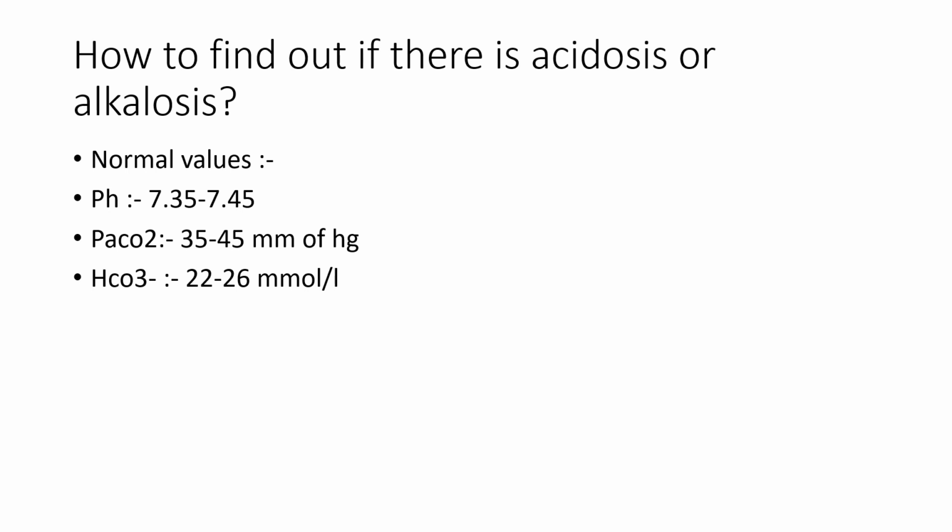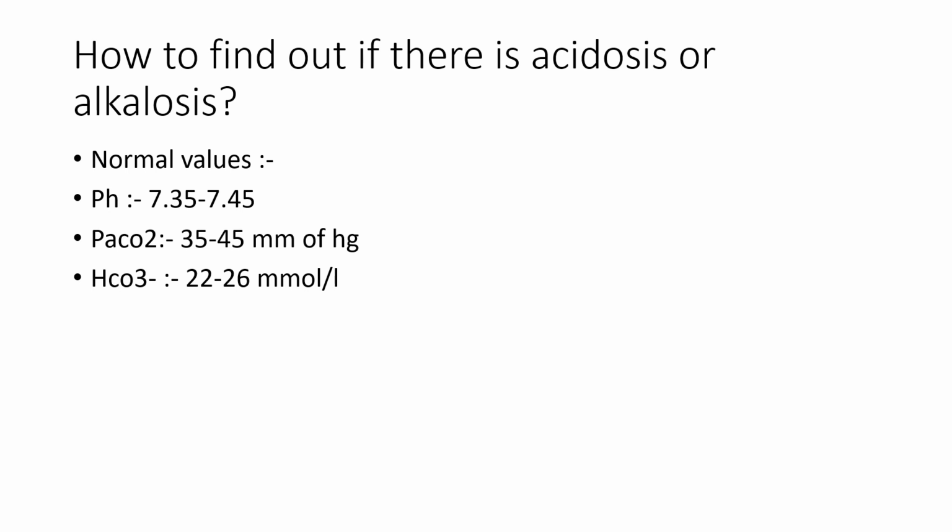Whenever the pH comes down from 7.35, we call it acidosis. And whenever it increases from 7.45, we call it alkalosis, or basic. Now I will jump on to the bicarbonate level. When the bicarbonate level decreases from 22, we call it acidosis, and when it increases above 26, we call it alkalosis.